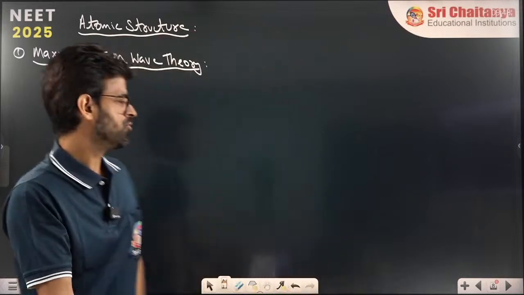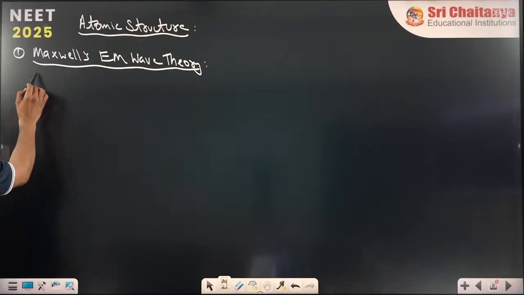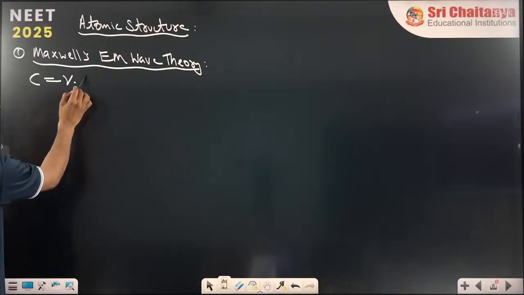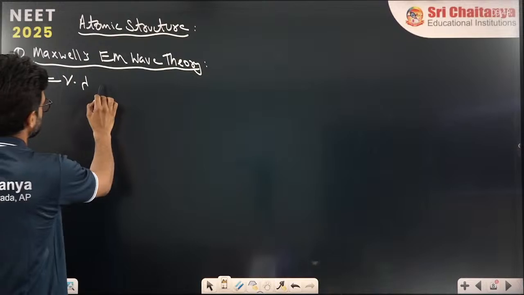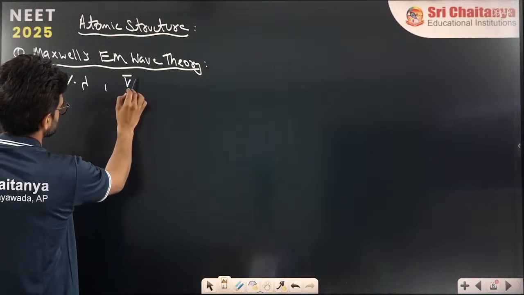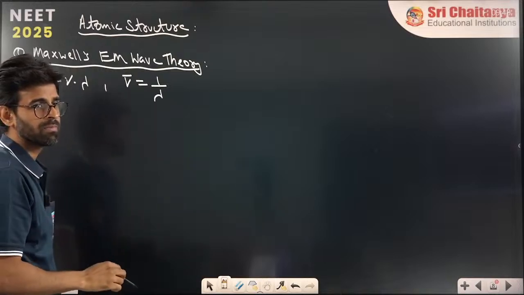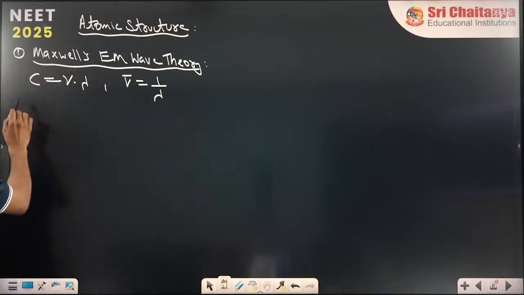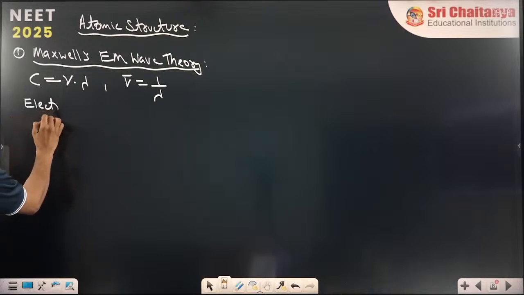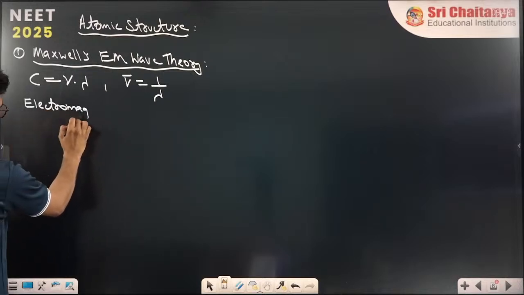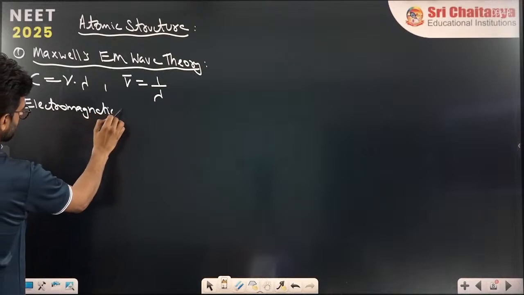The two formulas are, first, c equals nu lambda, which you can use for every EM wave. The next one is wave number equals 1 by lambda. And the most important thing from the NEET point of view here is the electromagnetic spectrum. That's why I am discussing this topic. It was the electromagnetic spectrum.